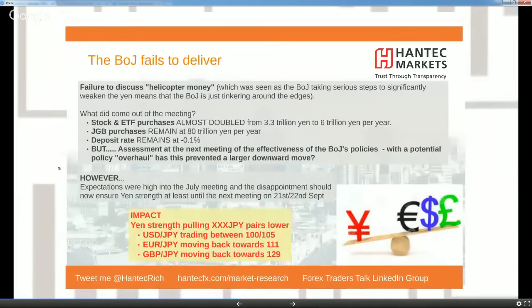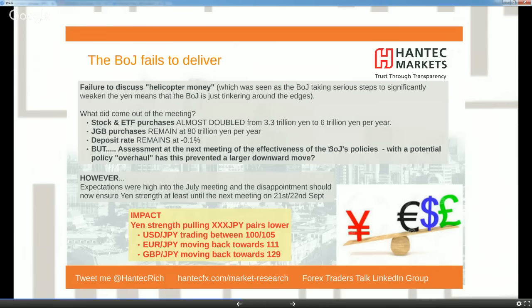In terms of the Bank of Japan, they failed to deliver on Friday. Failure to discuss helicopter money. Interesting that the markets pretty much are now looking towards helicopter money to be probably the savior for the yen strength that we see. Yen strength is significant. It's regaining momentum again, as you can see in my little picture here, randomly picked off the internet. Nice little yen strength against euro, sterling, and also the dollar.